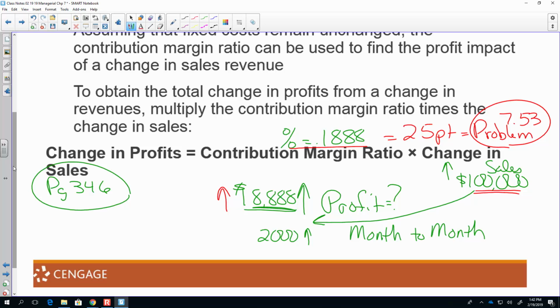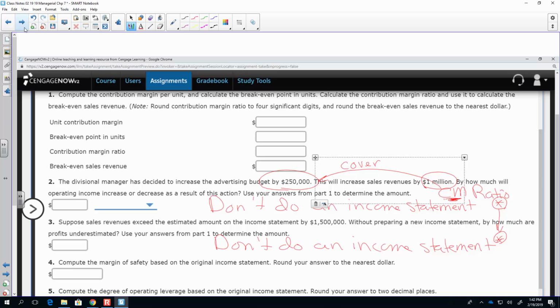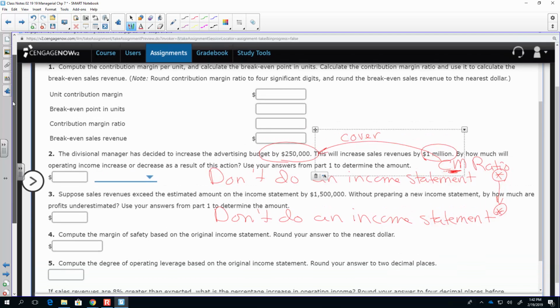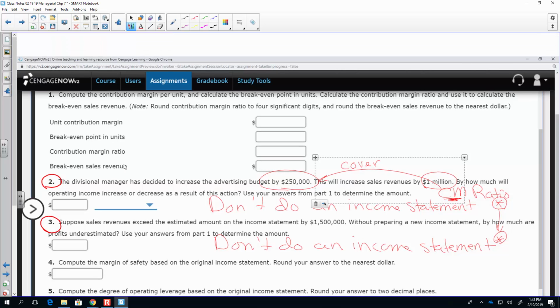If I could have you look at our problem. We talked about this on Thursday. To answer question 2 and to answer question 3, we need to use that margin percent. That margin percent can be derived from the actual problem itself. There is a contribution margin statement. Please use that to answer questions 2 and 3.